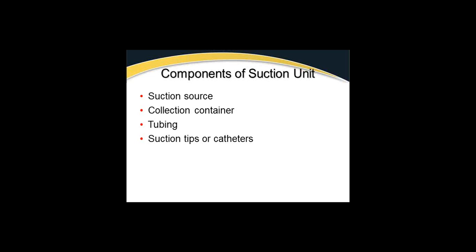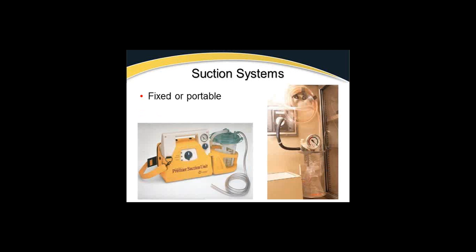The suction tips or suction catheters are the two different major appliances that we use to actually remove material. We have a rigid tip, which is also called a Yankauer, and we have a flexible tip, which is often called a French. Here are some examples of fixed and portable units, the portable on the left, fixed on the right. You see the tubing involved with both of them, but they don't have any pictures of the tips themselves.